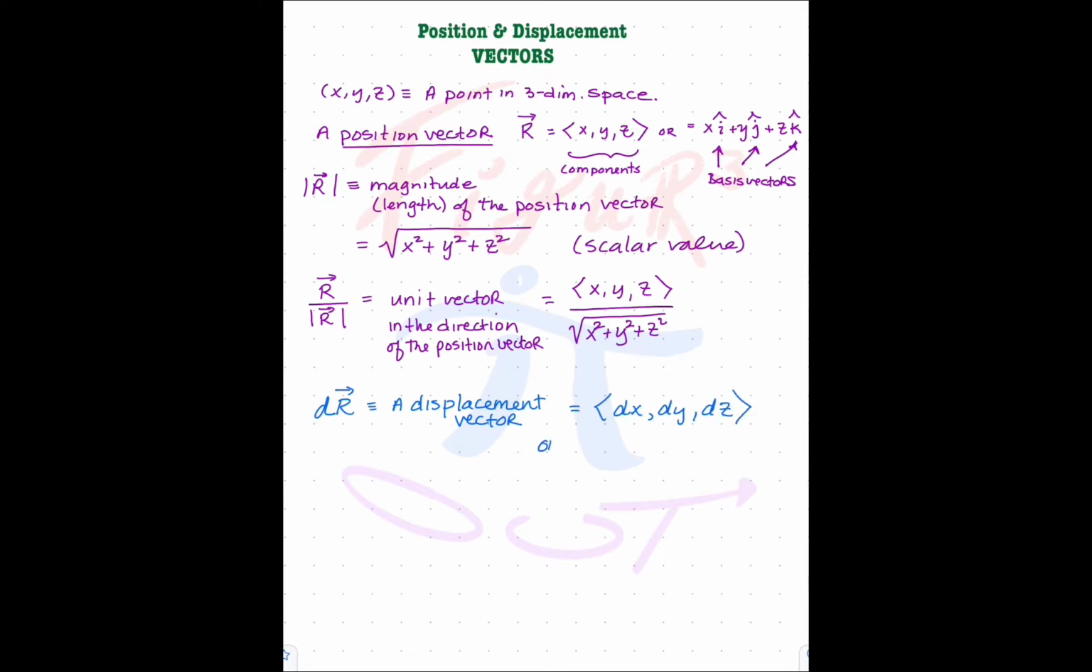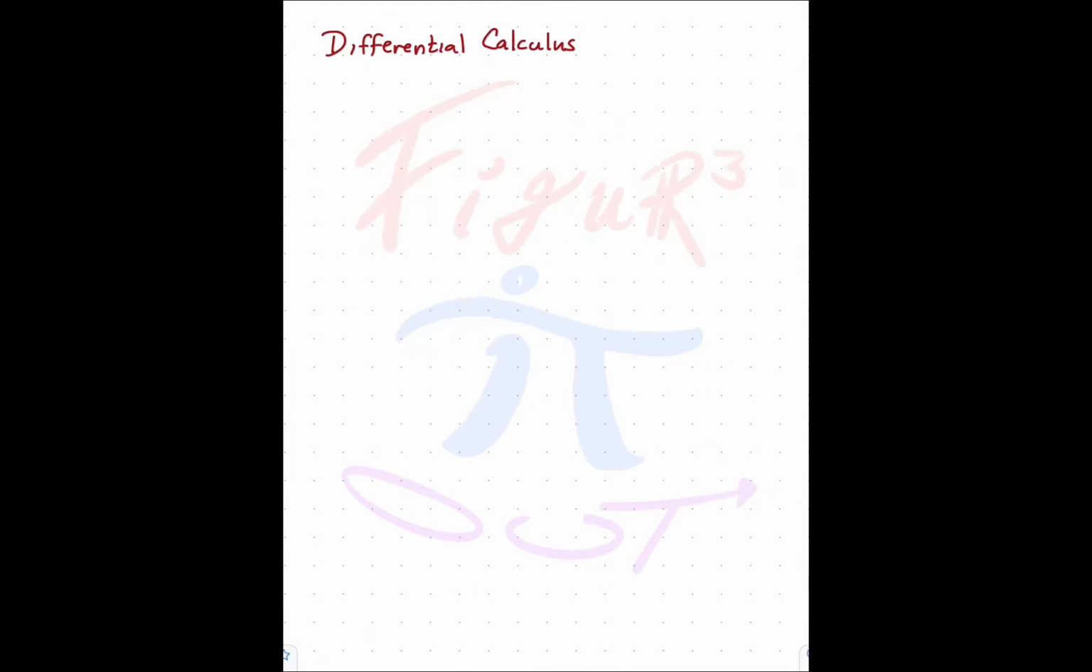Now, a displacement vector would be a vector created by displacing the endpoint of the position vector by a different differential amount dx, dy, and dz. So that is a new vector which we can talk about as representing the change in the original position vector. So, differential calculus for vectors.